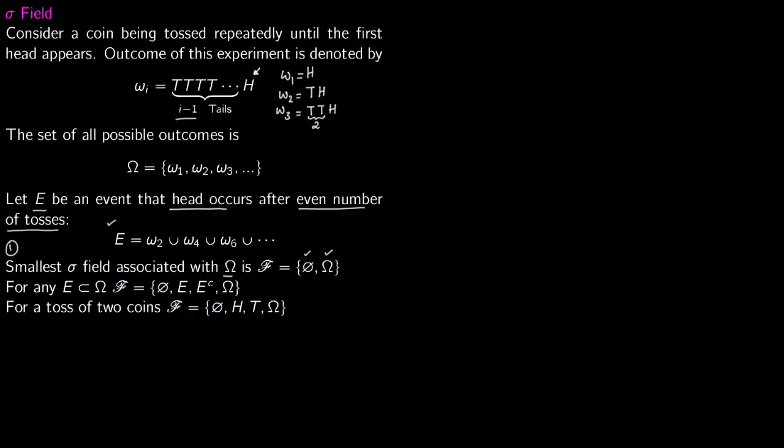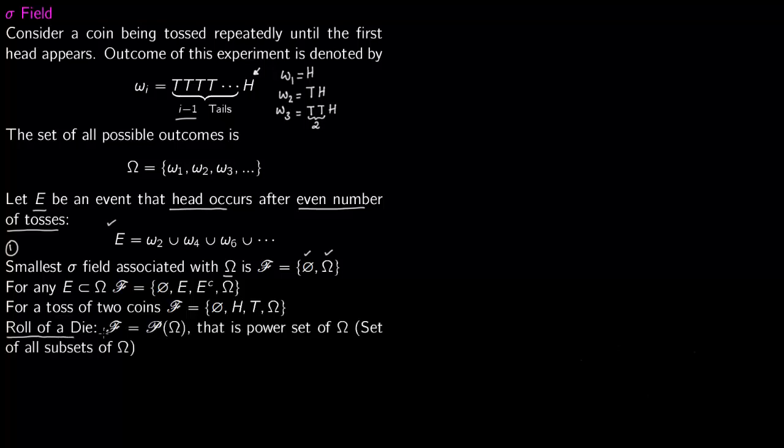Now again, you can talk of another example of roll of a die. Now you can put the sigma field as power set of omega. So omega here is 1, 2, 3, 4, 5 or 6. You're just rolling a die. So power set of omega means the set of all subsets of omega. So you take all subsets of omega, which will obviously include the null set and the omega, and then all the sets and their complements. So the union would be in it, the complement would be in it, the entire sample space is there, null set is there.